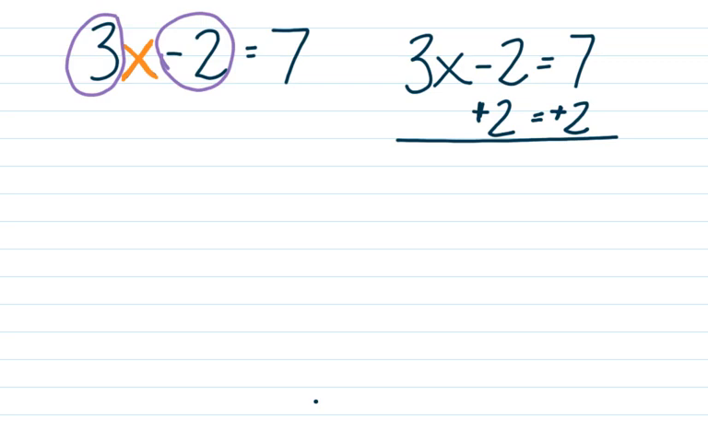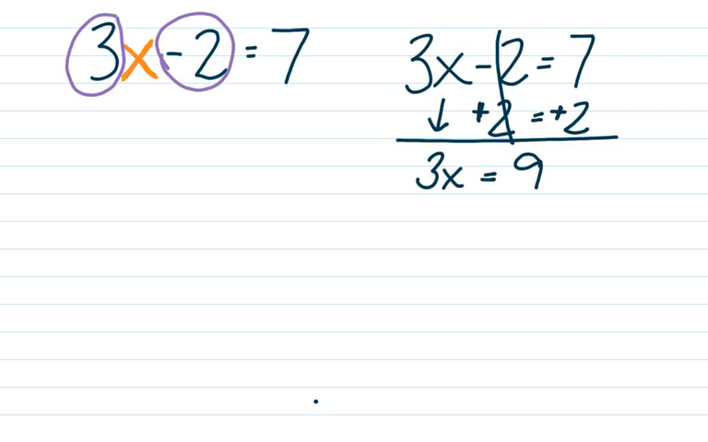So let's see. We didn't touch the 3x. So that just comes down. Minus 2 and plus 2 cancel each other out. The equal sign just comes down. And 7 plus 2 is 9.